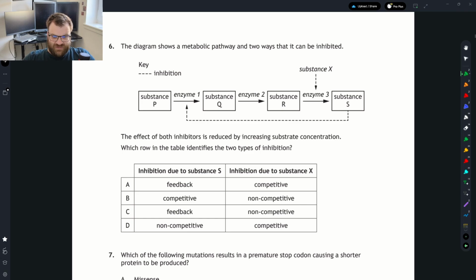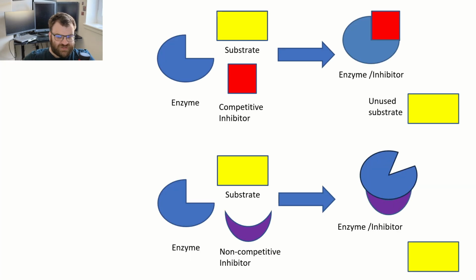In this one, we're asked about different types of inhibition. Okay, so first thing is inhibition due to substance S. Well, substance S is an end product which is going back to stop an enzyme earlier in the pathway. That is feedback inhibition. Next one, we've got competitive and non-competitive inhibitors. When using a competitive inhibitor, if you have more of the substrate, there is a greater chance of one of the substrate molecules binding to the active site before the inhibitor can block it.